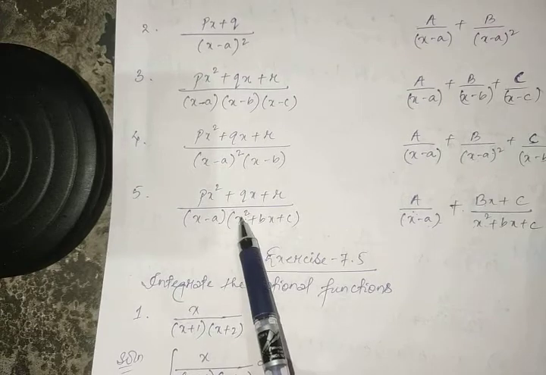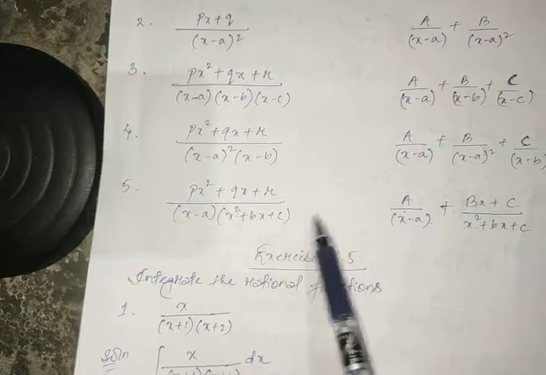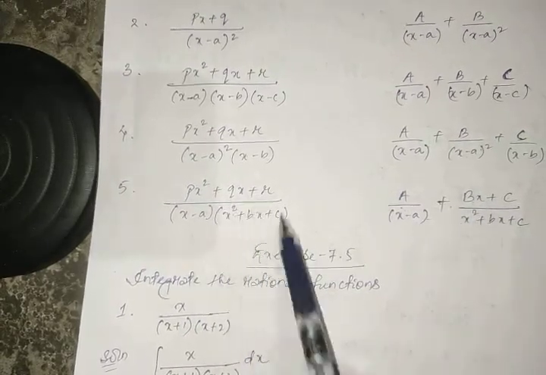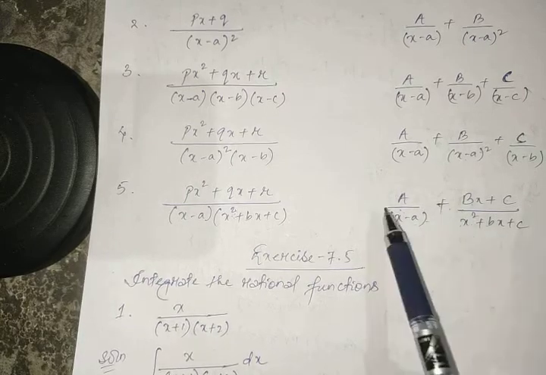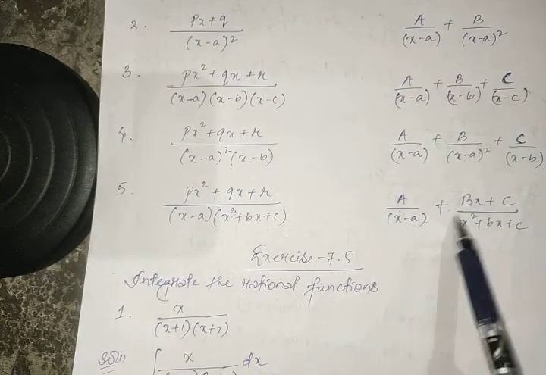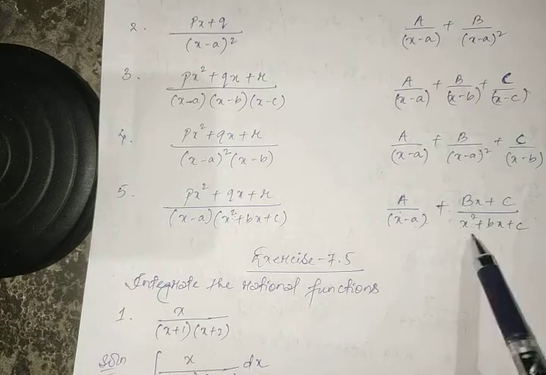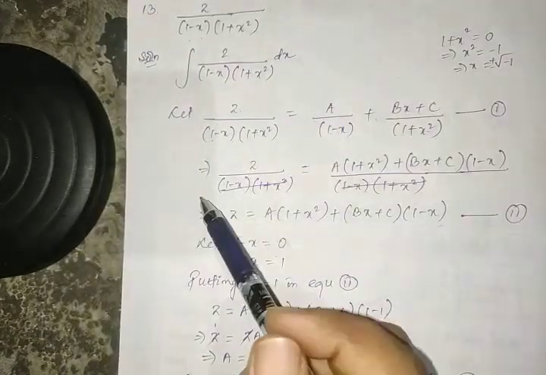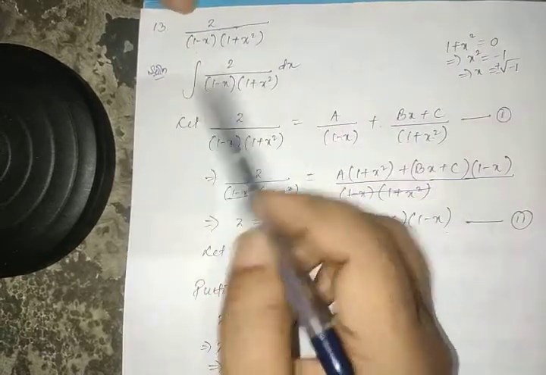We have a quadratic here, right? x square plus bx plus c. So that means we have to make this integral of this form: a by (x minus a) plus (bx plus c) by (x square plus bx plus c). So same thing here also, you have to integrate this.